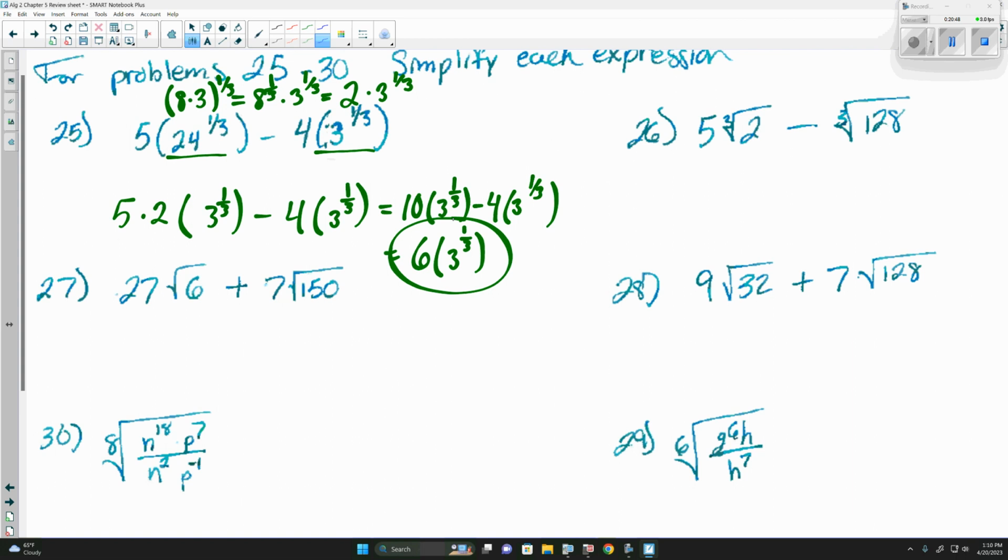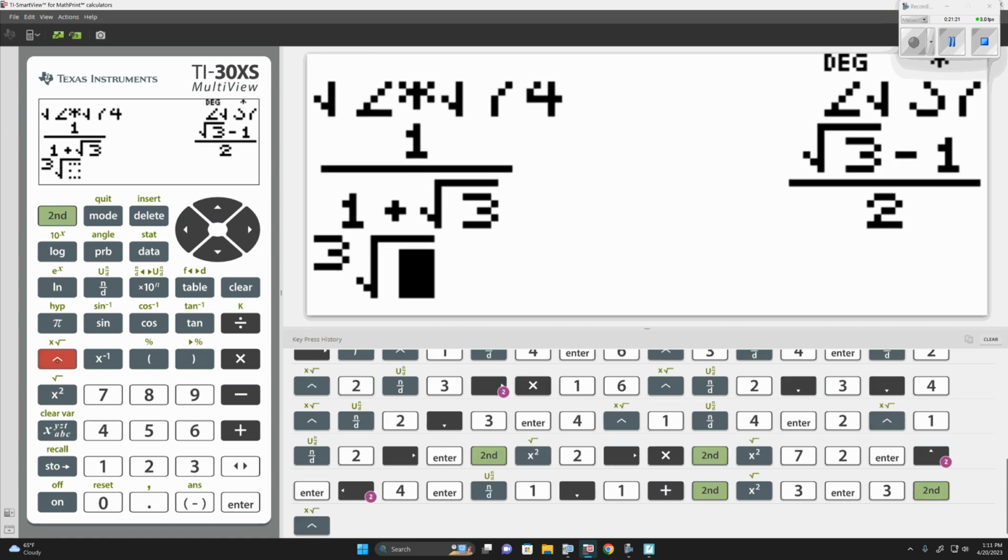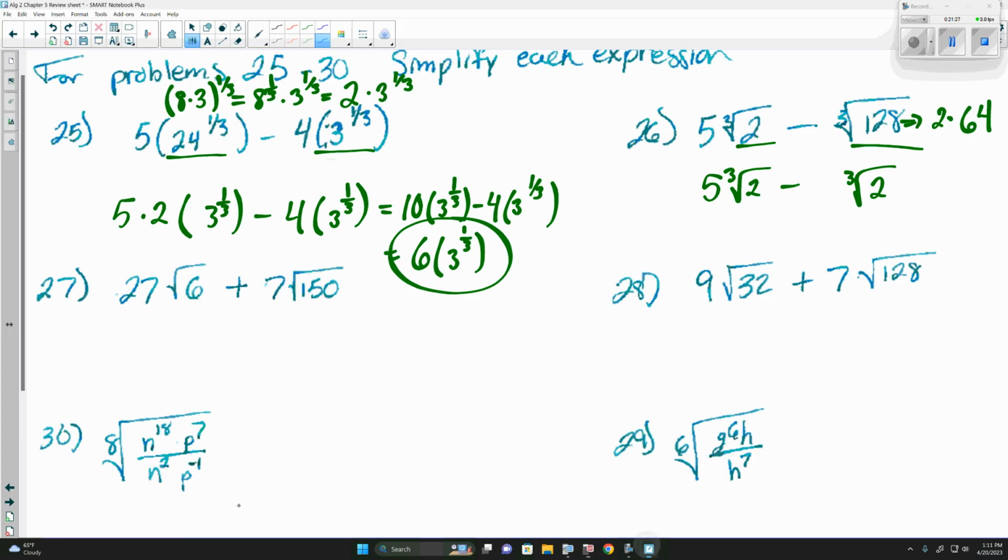Are we good with number 25? 26. Well, we need the radicals to be the same. Now, we can't reduce the cubed root of 2 any further than what it is, but we need the cubed root of 128 to be something times the cubed root of 2. Well, 2 times what is 128? 64. Now, luckily, or hopefully, we can take the cubed root of 64, which is 4.